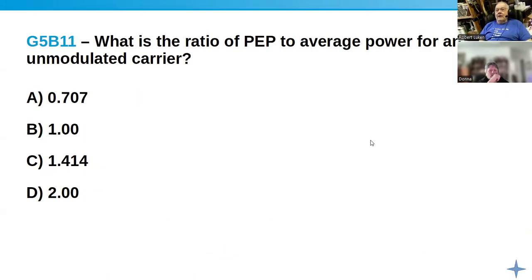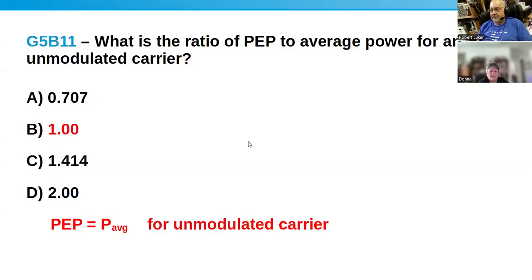What is the ratio of peak envelope power to average power for an unmodulated carrier? Ratio of PEP to average. Isn't that the one? Baker? Bravo. Yep, they're the same for an unmodulated carrier. Yes, I remember that.